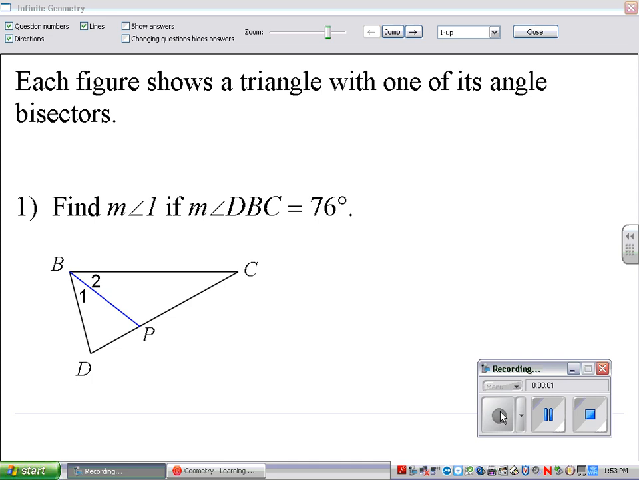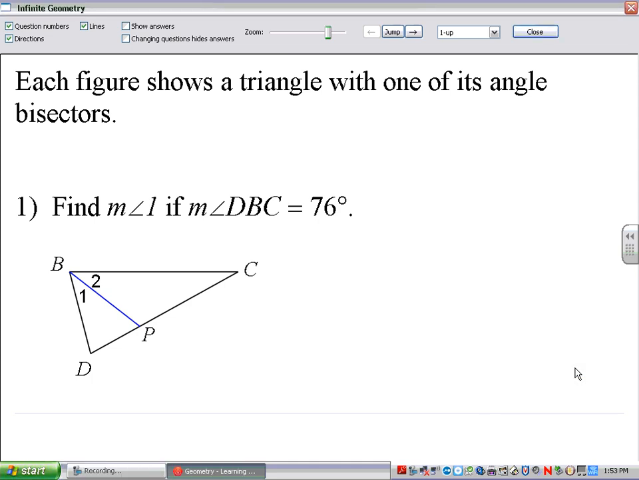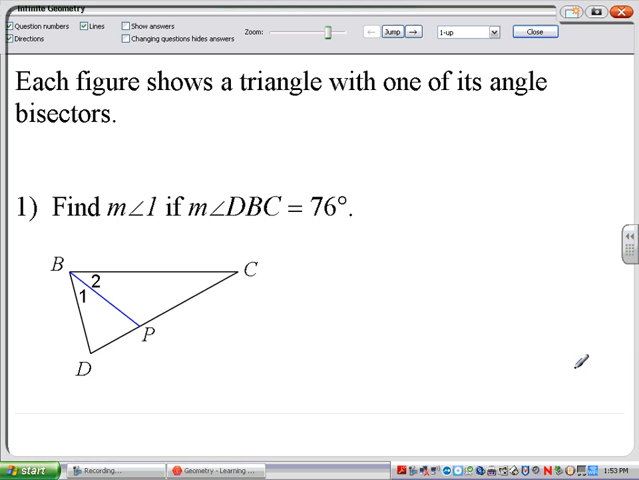All right, hello. We are ready to go over this geometry learning check number 8. The title's not up there, but again, this is learning check number 8 for geometry. Our first question. Well, the directions say each figure shows a triangle with one of its angle bisectors. Number 1, find the measure of angle 1 if the measure of angle DBC is 76.